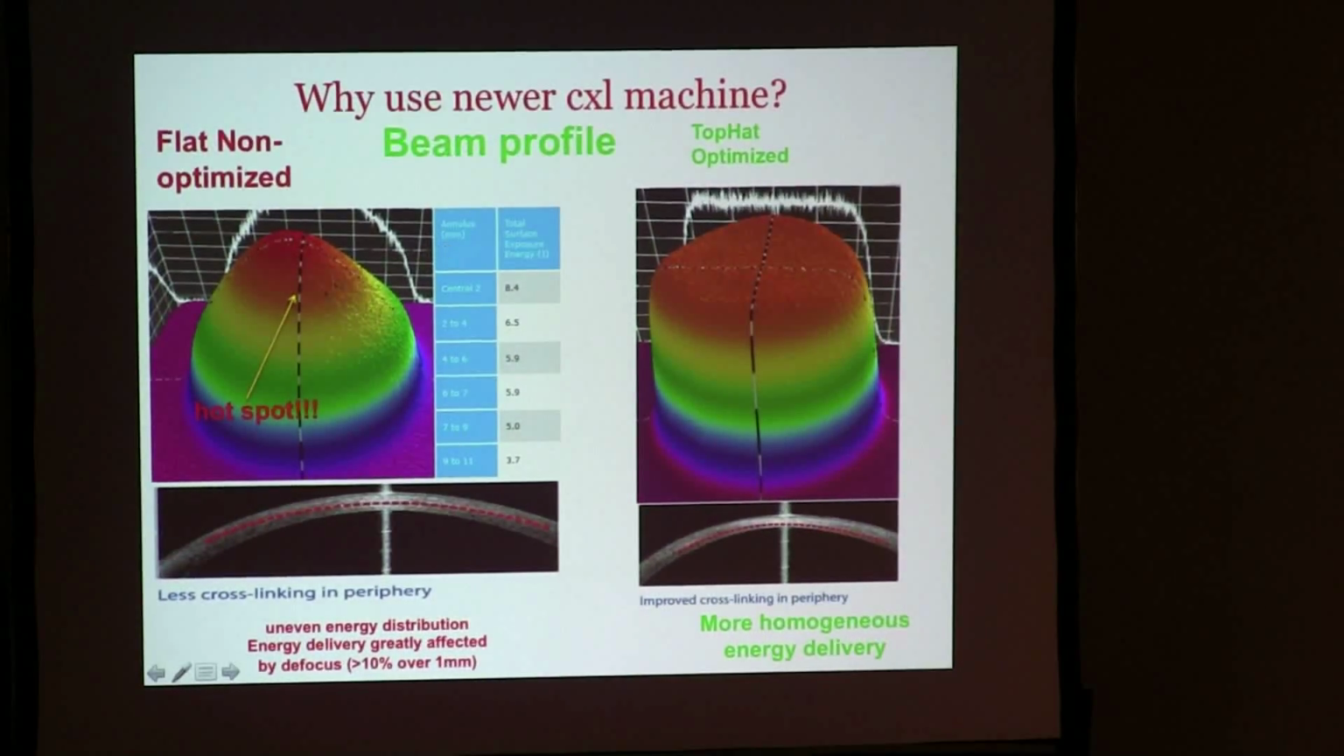This is the reason. Look at the left picture. This is a conventional machine with a flat beam. You have about 8.4 milliwatt in the central 2 millimeters, but if you go to the periphery, the energy drops down to 3.7. So you have a very uneven exposure to irradiation and less cross-linking in the periphery, and you can see the demarcation line that is flat in the periphery. With the new optimized beam, we have a more consistent delivery of energy throughout the whole cornea. We have improved cross-linking in the periphery.